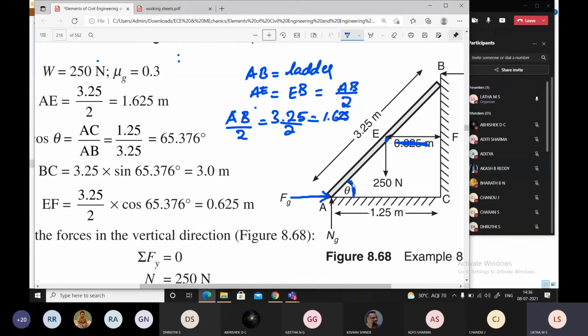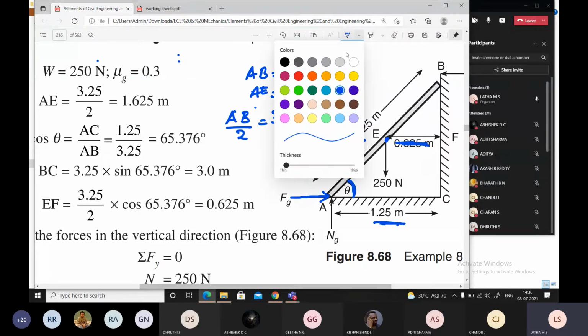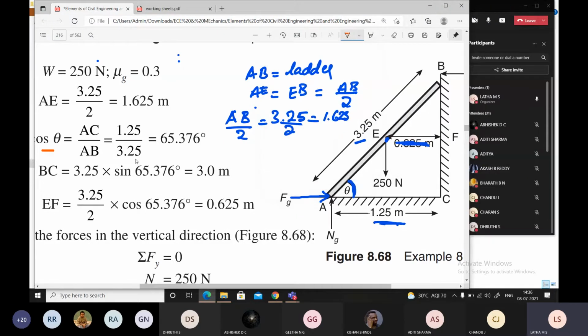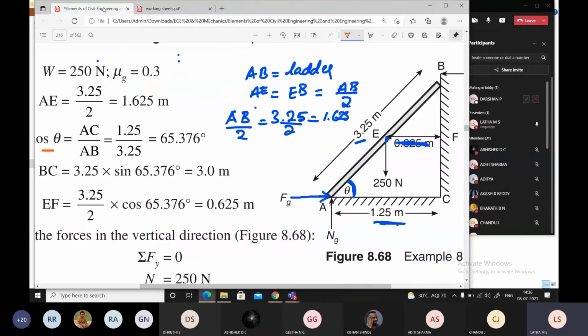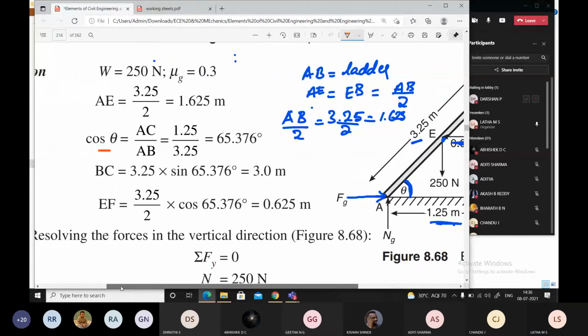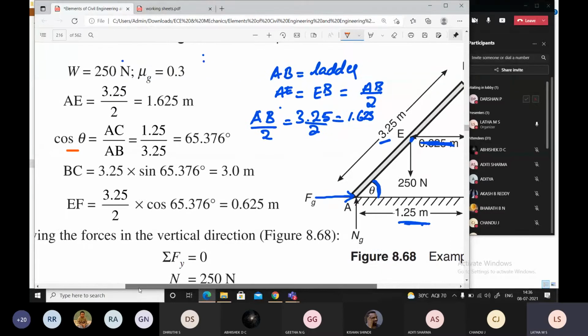What is theta? How to calculate? I'm given with this distance 1.25. I'm given with 3.25. Now how to calculate, what trigonometric function do I have to apply? Whether should I apply cos theta or sin theta? Cos theta, ma'am. Yes, cos theta. Cos theta is equal to AC by AB.